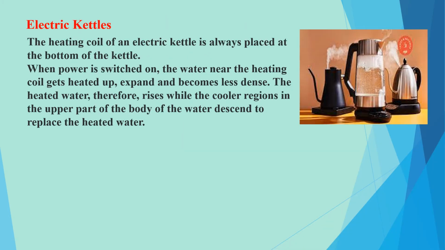Another application is on electric kettles. The heating coil of an electric kettle is always placed at the bottom of the kettle. When power is switched on, the water near the heating coil gets heated up, expands, and becomes less dense. The heated water, therefore, rises while the cooler regions in the upper part of the body of the water descend to replace the heated water.